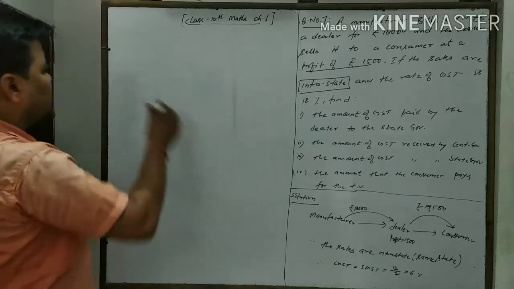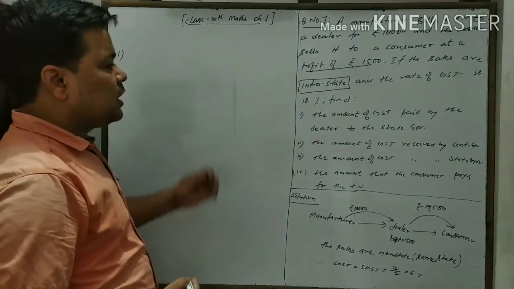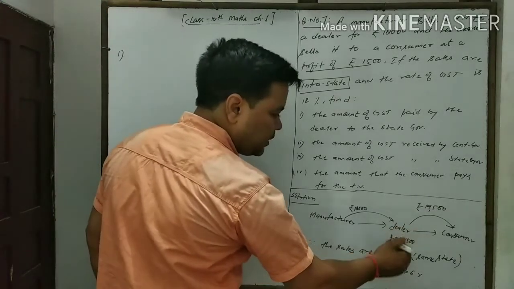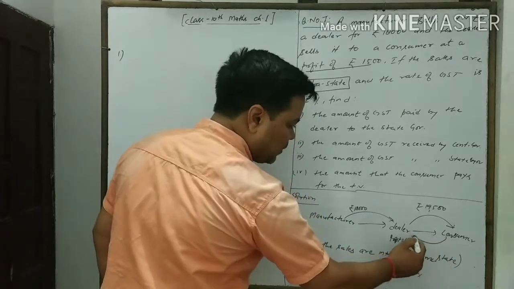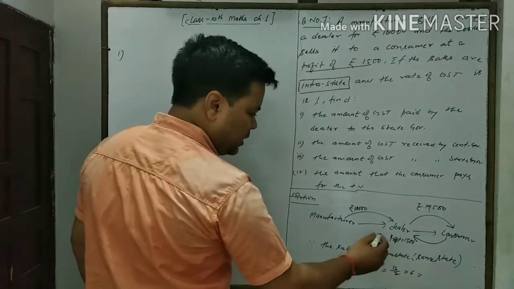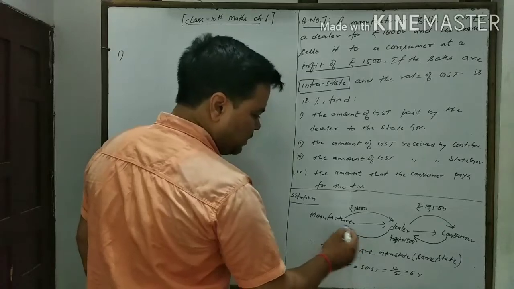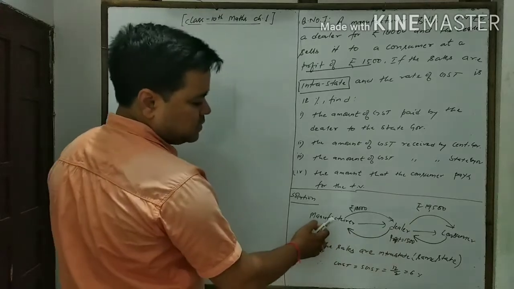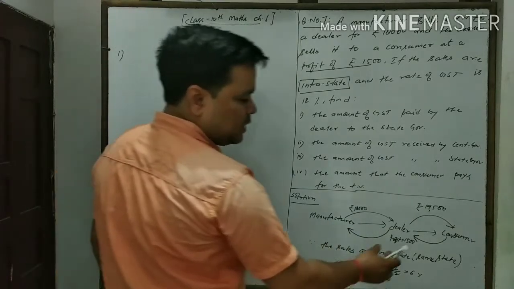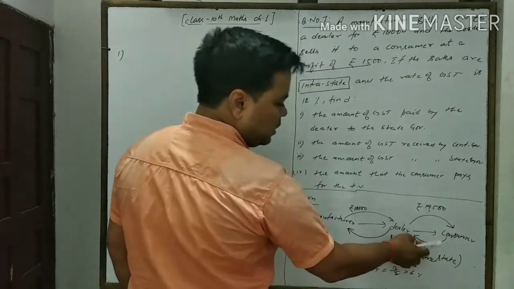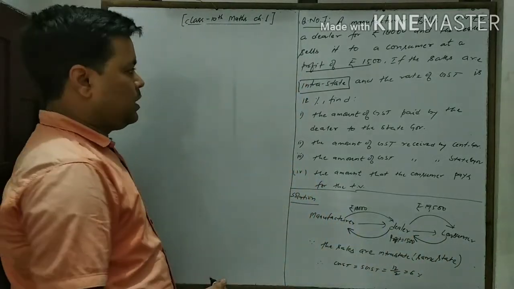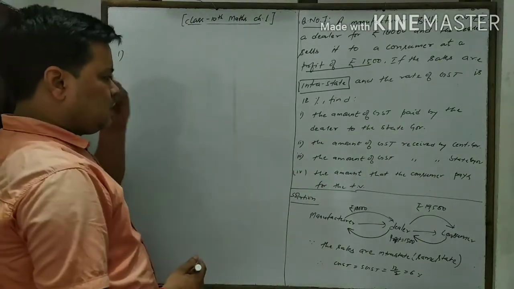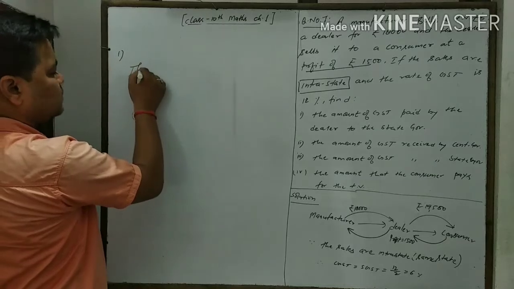Now let us solve the question number 1: the amount of GST paid by the dealer to the state government. Here the dealer collects GST from the consumer, and the dealer also pays some GST to the manufacturer. The tax paid by the dealer to the manufacturer is the input GST, and the GST collected from the consumer is the output GST.